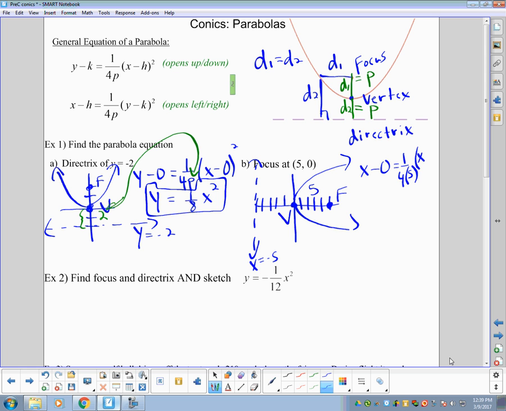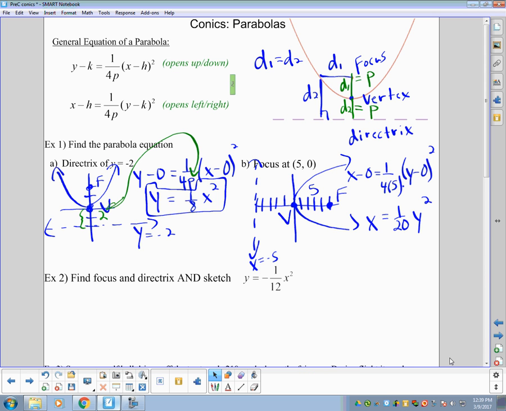And then y minus, I'm going to run out of room here. So x minus 0 equals 1 over 4 times 5, y minus 0 squared. Or x equals 1/20th y squared is my equation. And so, in fact, that a that you learned about last year, that coefficient of the x squared or the y squared term, can be found if you know the distance from the focus to the vertex or vertex to the directrix.